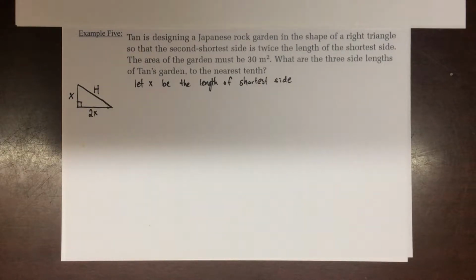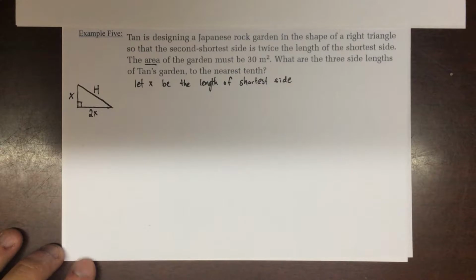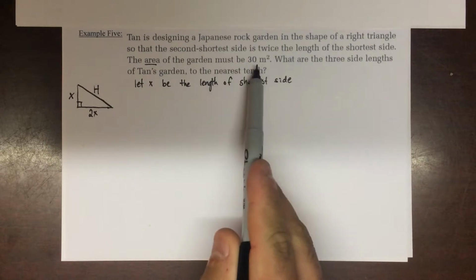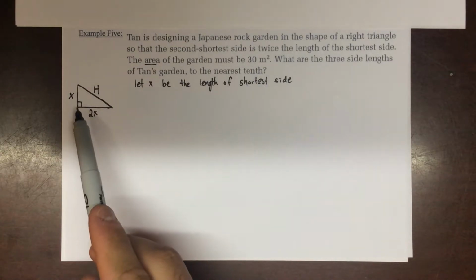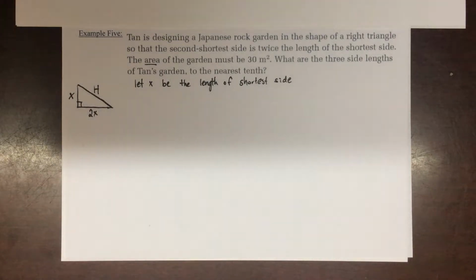Perfect. That diagram looks like it'll be able to help us out. Let's continue and see what the rest of the question tells us. The area of the garden must be 30 meters squared. What are the lengths of the three sides of Tan's garden? Well, we're given some information that might be able to help us. The area is probably going to come into play here, but let's take a look. They want us to find this side length, and the hypotenuse side length. What could we do to come up with our side lengths based on the information we're given?